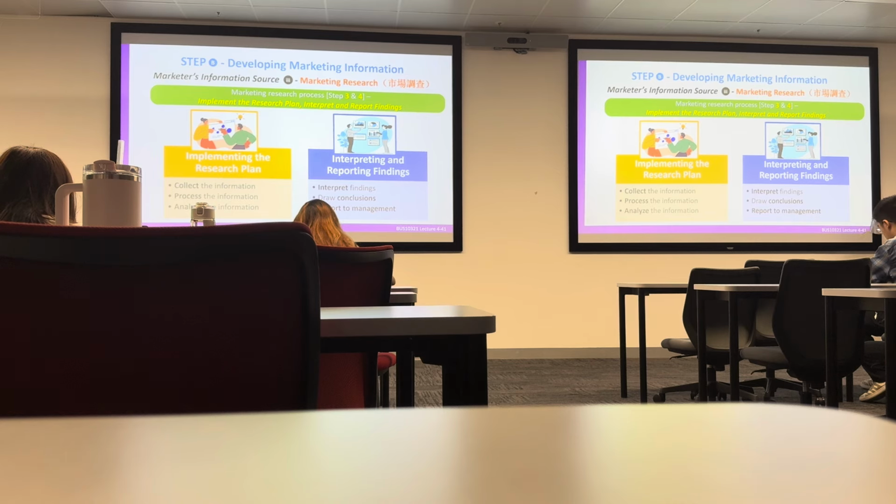Through the implementation of our plan, we will collect our information and process it, and finally we will analyze it. After we implement the plan, we will also interpret and report our findings and draw the conclusion, and finally we report the key information to our management. So this is the summary of step 3 and step 4.